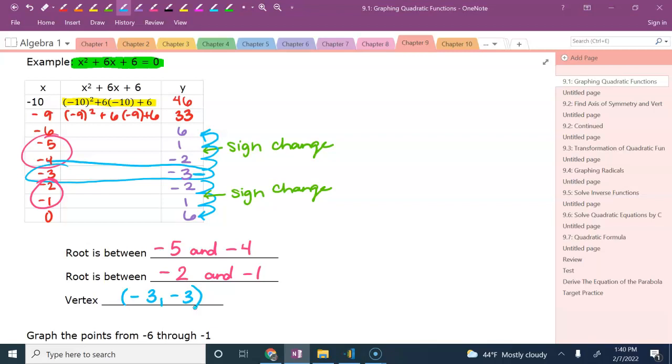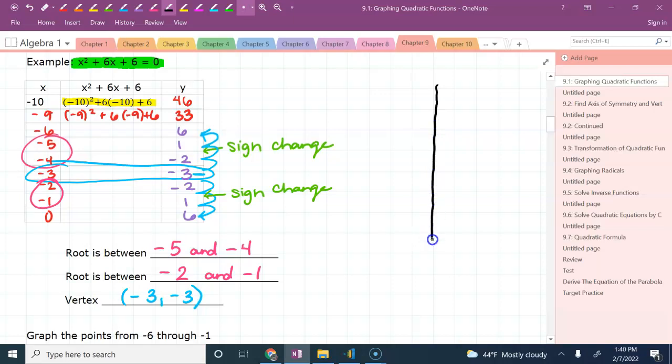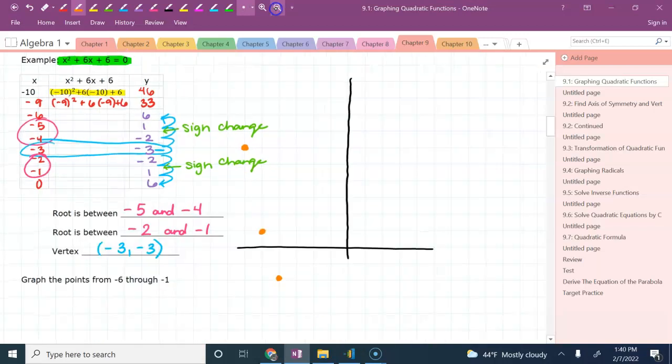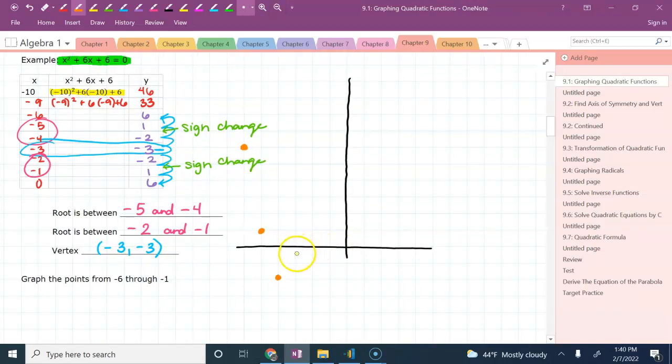Okay, now if I wanted to graph this, you guys should have a spot to graph. I'm just going to graph these points from -6 to 0, because those are going to be the easiest ones. I'm able to fit those on my graph here. You're not going to want to do like 9 and 10, because those are going to be huge. So there's -6, 6. Here's -5, 1. -4 is at -2. Negative 3 is down at negative 3.